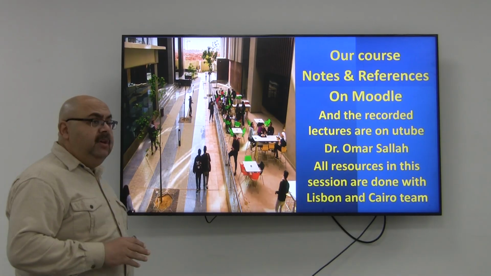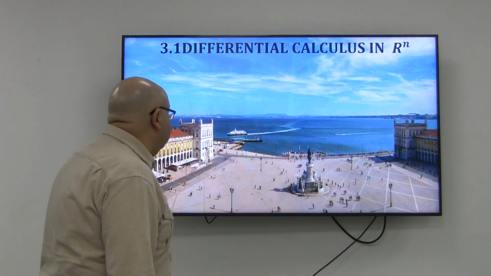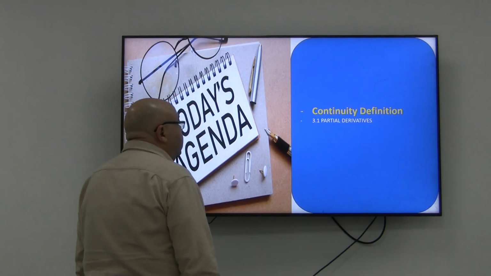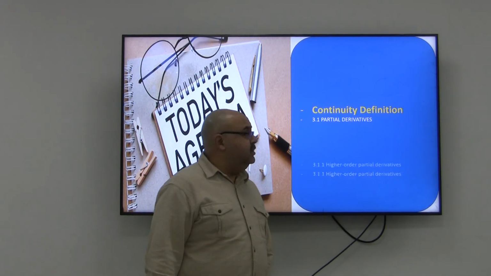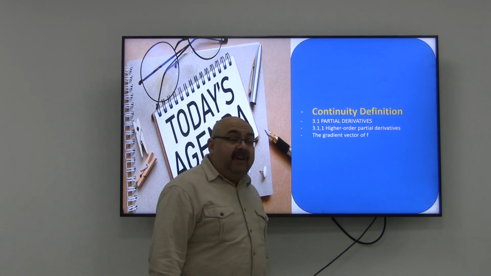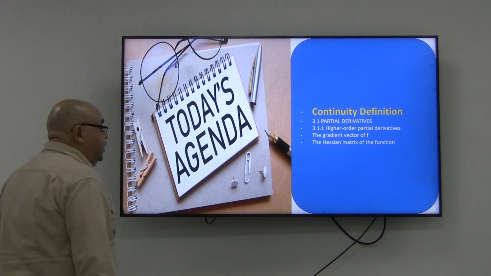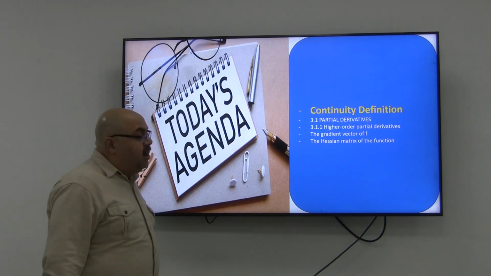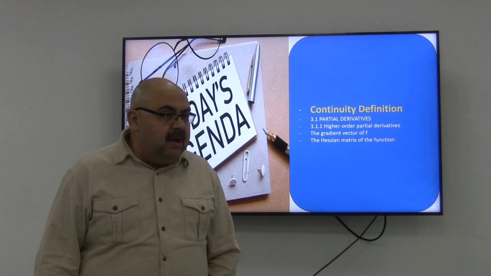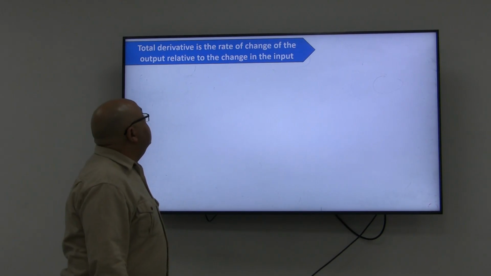All the resources and everything you will find on Moodle, and the recorded lectures you will find on YouTube. As I told you, our agenda today: we will continue the definitions of partial derivatives, the laws, then higher order partial derivatives, the gradient vector of f, and also the Hessian matrix of the function. I've added a couple of examples from the previous exams and also from the sheet. So this is differential calculus, and this is our lecture.